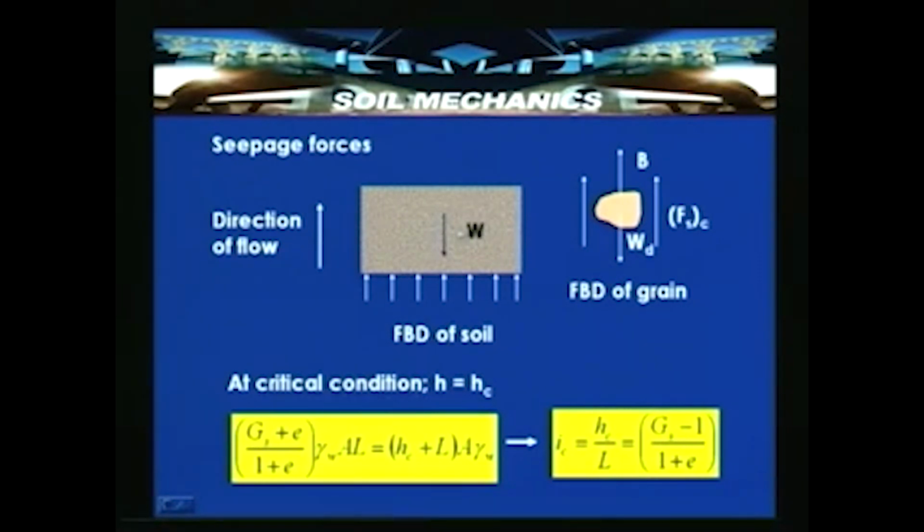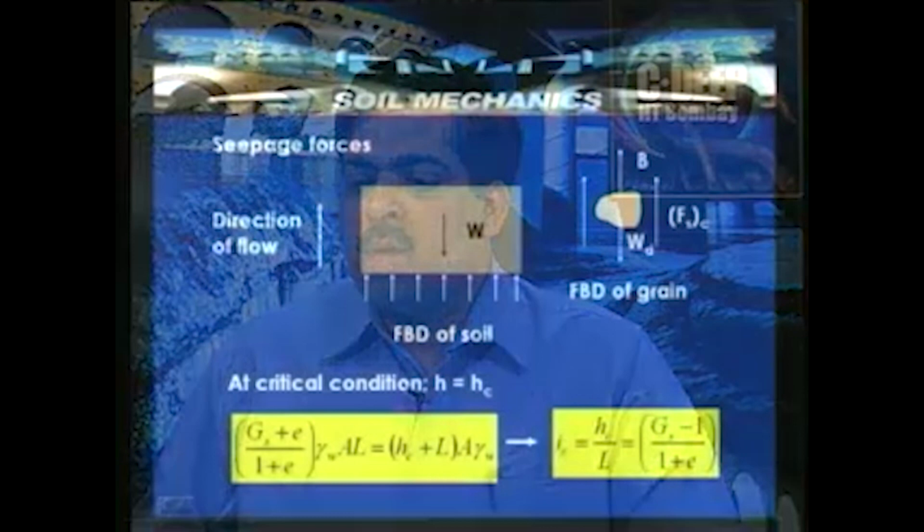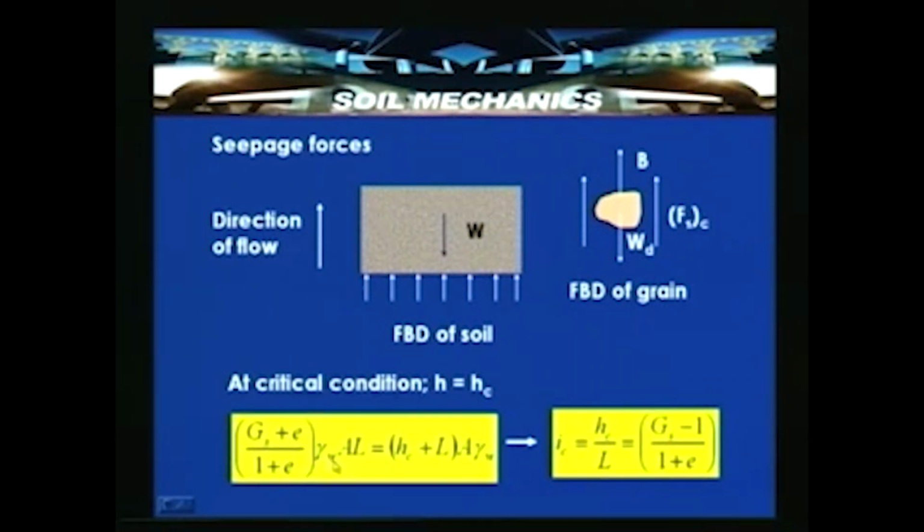Now, consider the critical condition, that means when H is increased gradually in such a way that H attains Hc. Hc here is defined as the critical head. When this happens, W is equal to (Gs plus e)/(1 plus e) gamma w A L. This indicates the saturated unit weight of the soil mass. We know that for a two phase system under saturated conditions, gamma sat can be written as (Gs plus e) gamma w by (1 plus e).